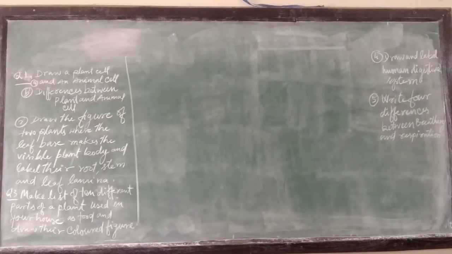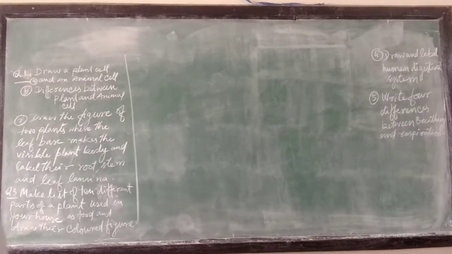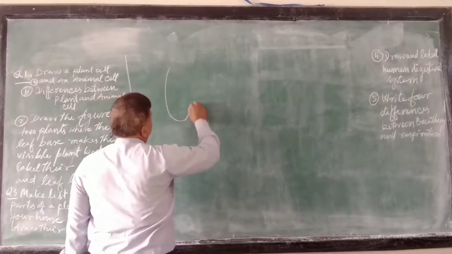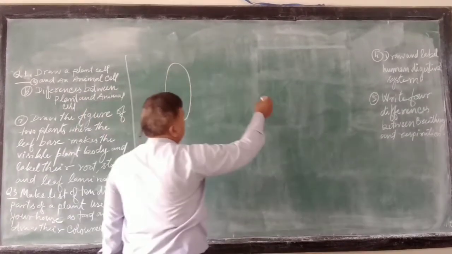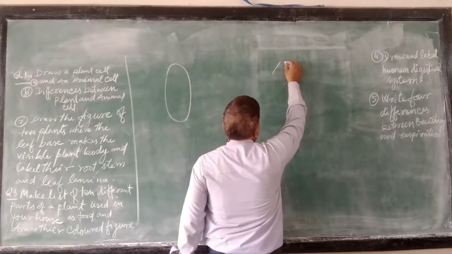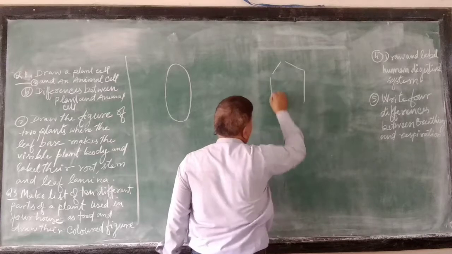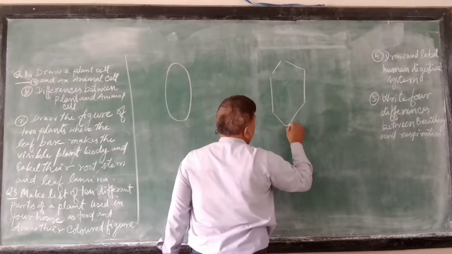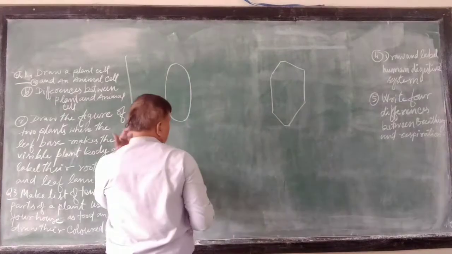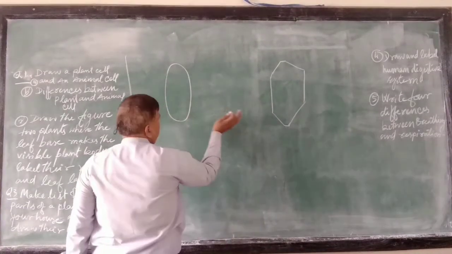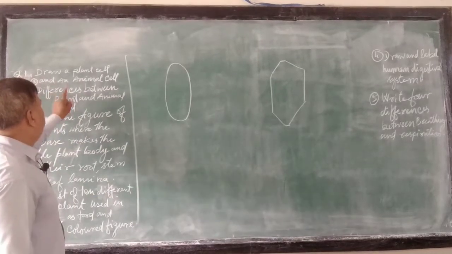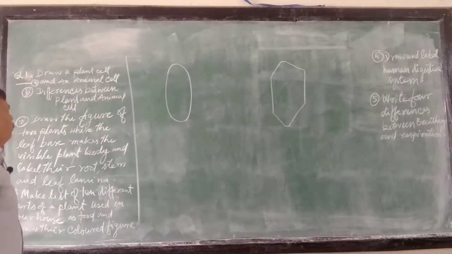The figure is given in your book, so it is very easy. On one side you will draw the animal cell, and on the other side you will draw the plant cell. You may draw a plant cell like this. In between, you label the parts. So, for the first question, draw a plant cell and an animal cell.